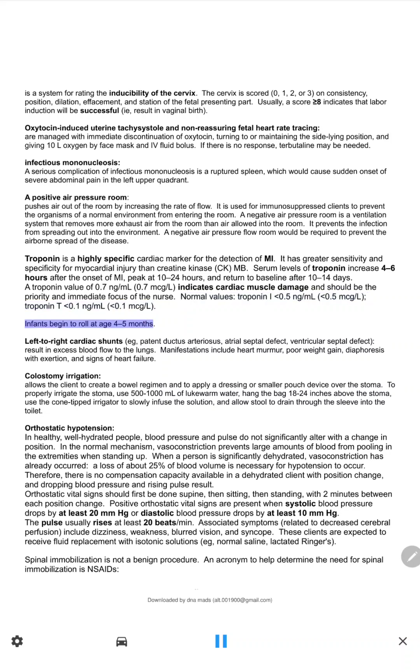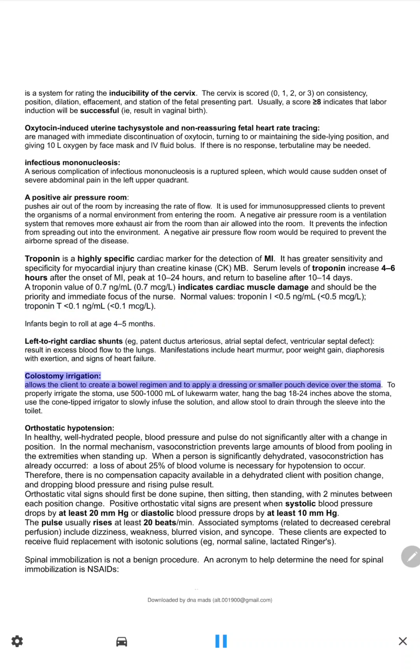Infants begin to roll at age 4 to 5 months. Left to right cardiac shunts, e.g., patent ductus arteriosus, atrial septal defect, ventricular septal defect, result in excess blood flow to the lungs. Manifestations include heart murmur, poor weight gain, diaphoresis with exertion, and signs of heart failure.